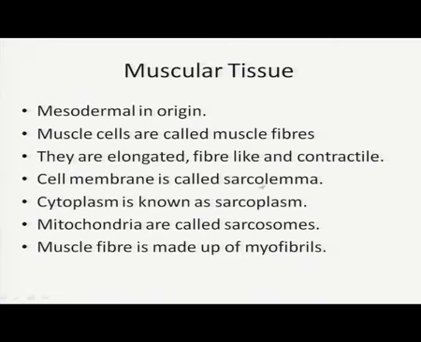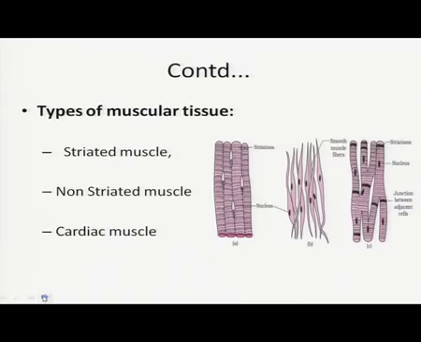The cell membrane of a muscle cell is known as sarcolemma. Lemma means membrane, sarco refers to muscle. Cytoplasm of muscle cell is known as sarcoplasm, and the mitochondrion present in the muscle cell is known as sarcosomes. Muscle fiber, when we are observing, is again made up of small filamentous structures known as myofibrils.